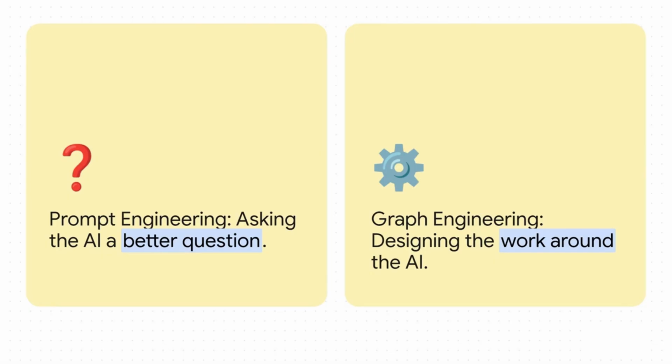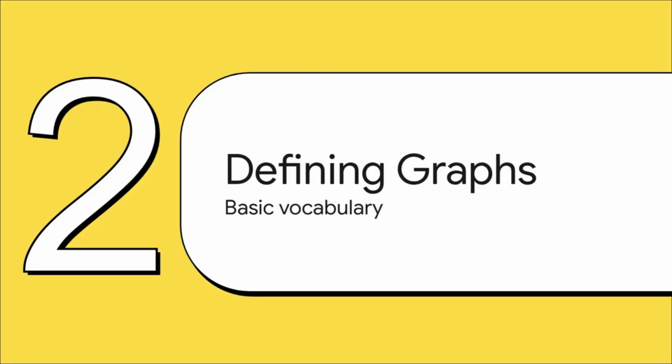So what's the alternative? Well, the contrast here is pretty clear. Prompt engineering is basically just figuring out how to ask the AI a better question. But graph engineering? That shifts us away from just asking questions entirely. Instead, you're designing a structured system where the work lives outside of a single messy chat window. You are literally designing the work around the AI. Moving right along to section 2.